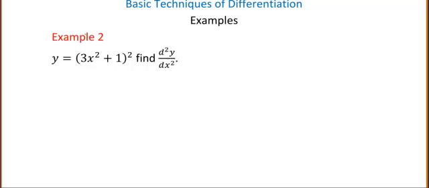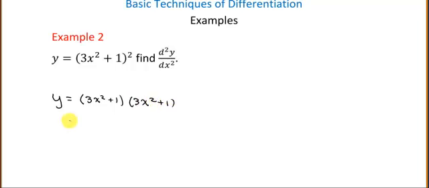All right, let's consider this example. Find d squared y dx squared, the second derivative of y with respect to x, for the function y is equal to the quantity x to the third plus 1 squared. We'll soon have a way to deal with this a little more directly, but let's rewrite this. This would be x cubed plus 1 times x cubed plus 1.